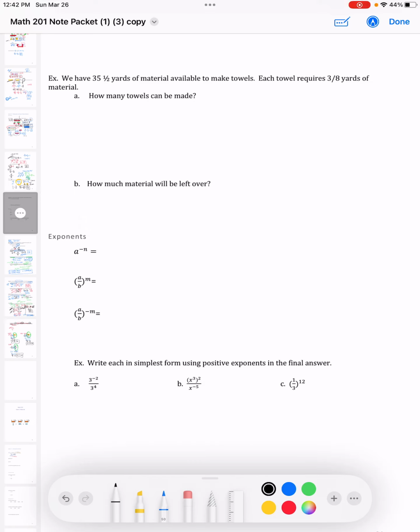All right, let's look at this last page of multiplying and dividing. So we've got another word problem here. We've got 35.5 yards of material. We're making towels, and each towel requires 3/8 of a yard.